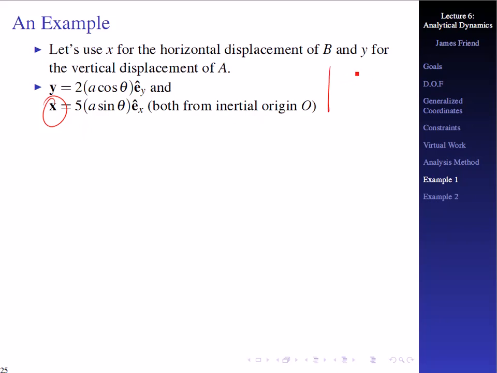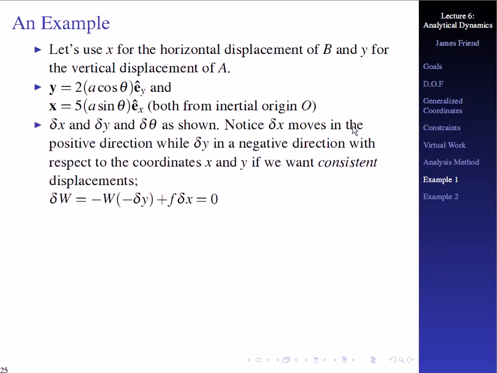So we're saying that this direction is x, and this direction is y. So delta x and delta y and delta theta, we're going to figure out as shown. These have to be consistent with the constraints. So x is related to y and is related to theta in some manner consistent with the constraints. If we change theta, then we have to change y, and also we have to change x, in a particular way that's associated with the constraints of the system, how it's been defined.